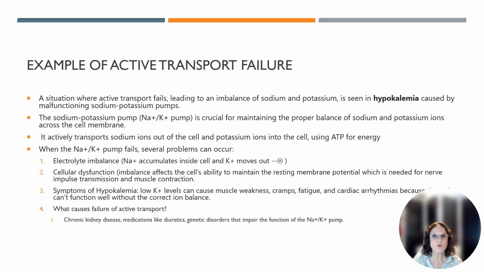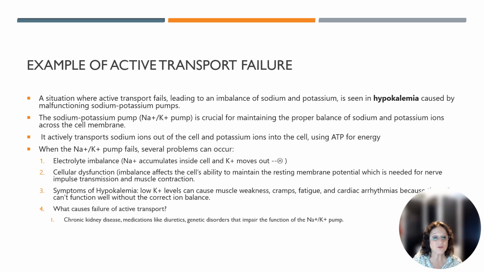An example of where that active transport fails is hypokalemia. This is a situation that's caused by a malfunctioning sodium-potassium pump. That sodium-potassium pump is crucial for maintaining that proper balance of sodium and potassium ions across that cell membrane. It actively transports sodium ions out of the cell and potassium into the cell, and it has to use ATP to do that. So when that pump fails, there are several problems that can occur.